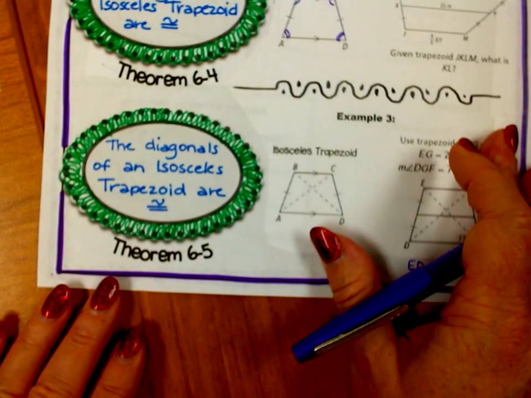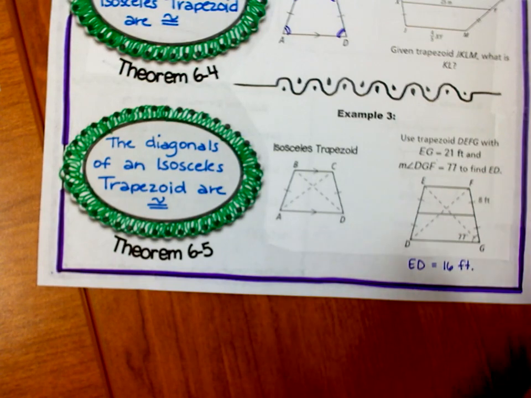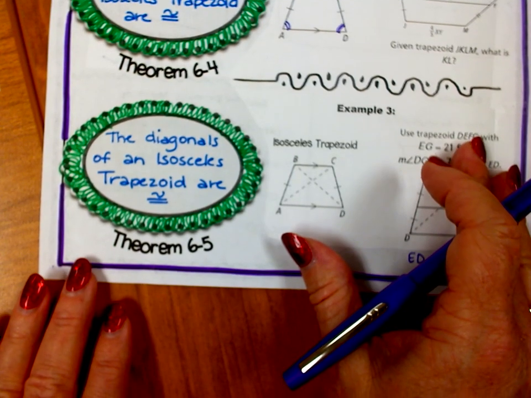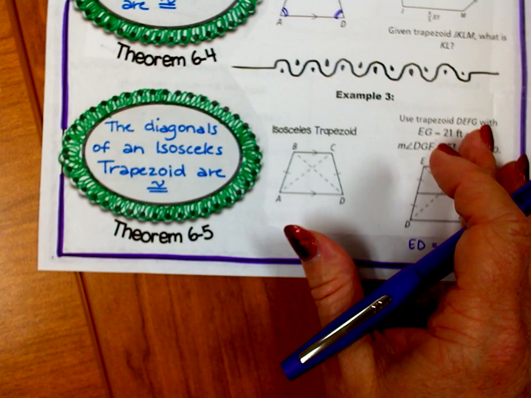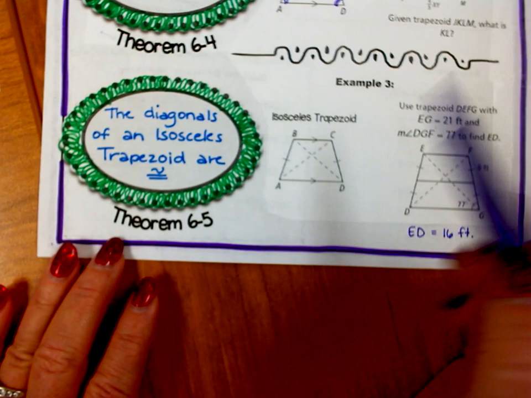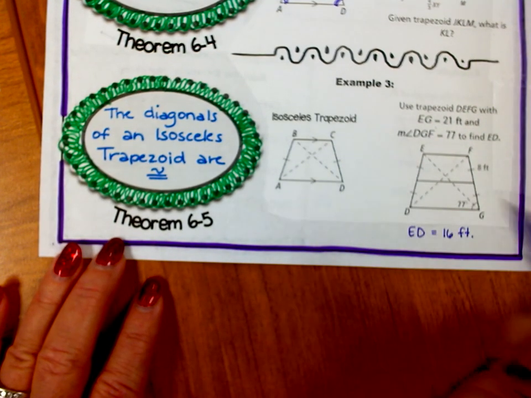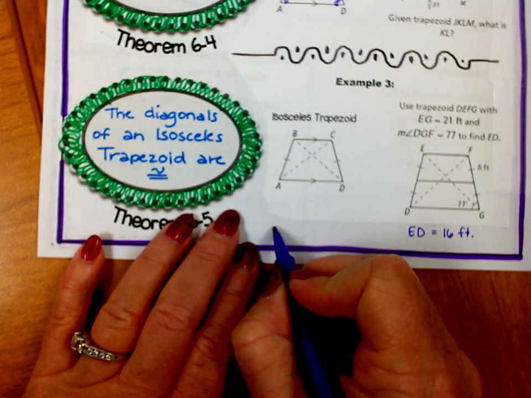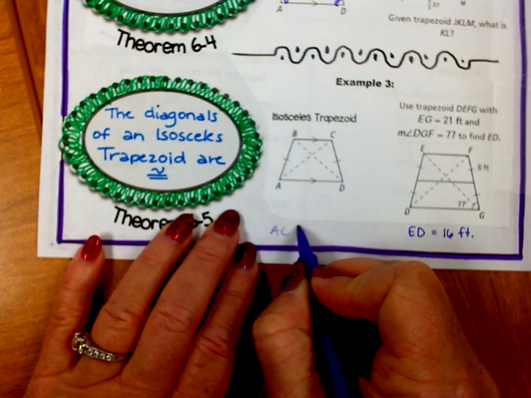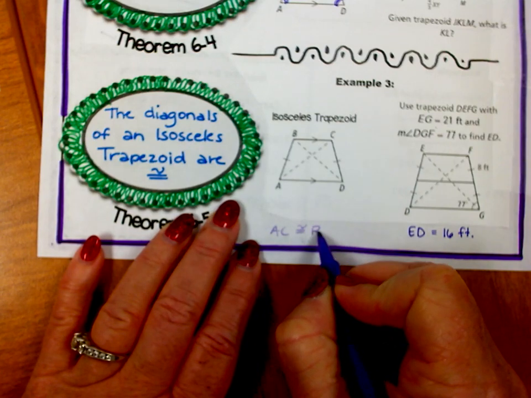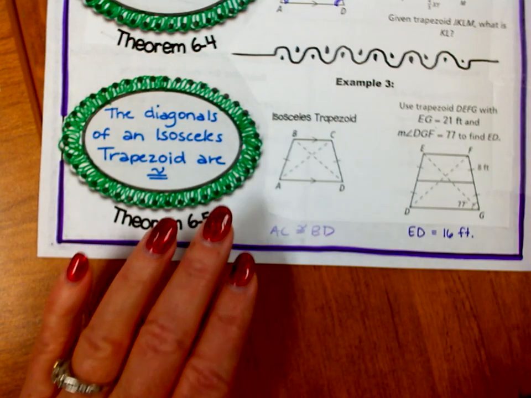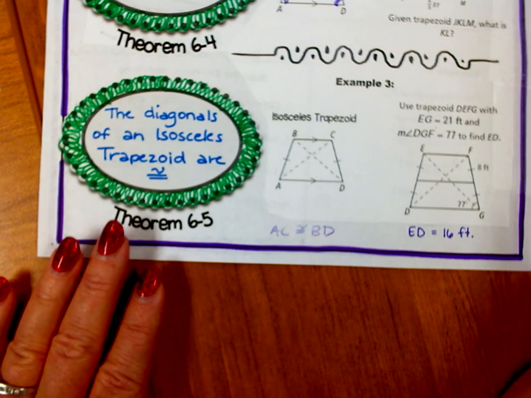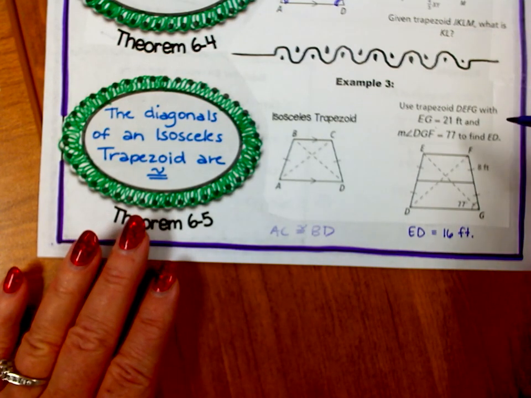Now finally let's take a look at Theorem 6.5. Theorem 6.5 says the diagonals of an isosceles trapezoid are congruent. That means that AC is congruent to BD. All right. Look at example 3.